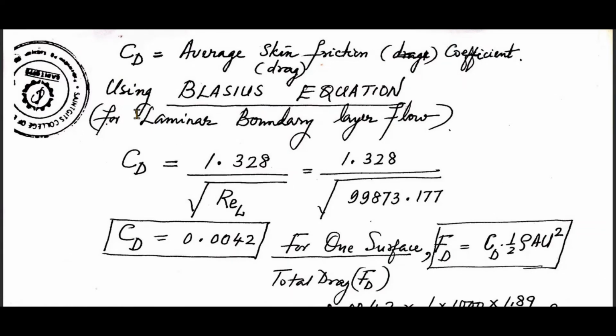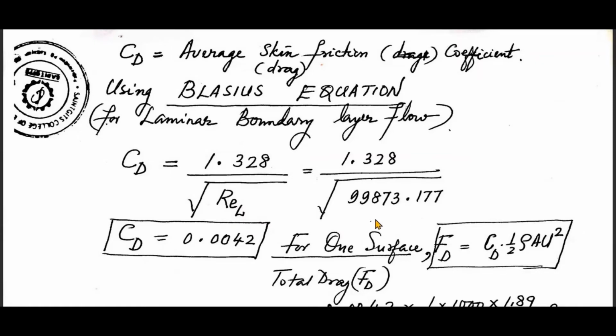And this is a very important correlation, the Blasius equation. The Blasius equation essentially makes use of laminar boundary layer flow analysis. So for CD, this correlation you can memorize. Blasius correlation, it's very important. There are many, depending upon different velocity profiles. So CD is equal to 1.328 divided by root of Re_L. Re_L means Reynolds number based on the length, the entire length.